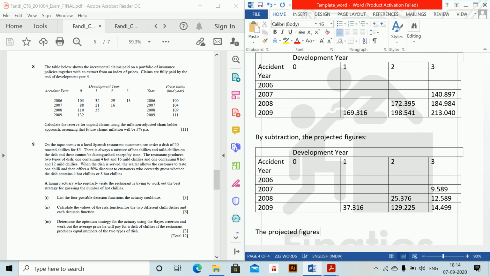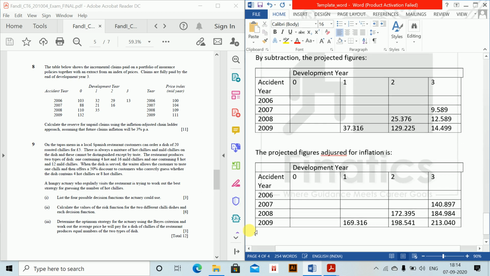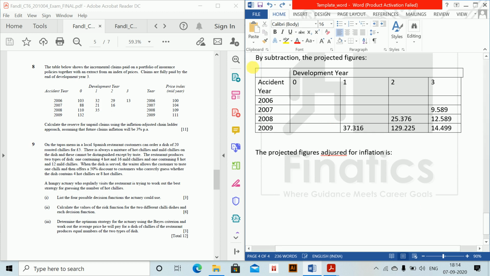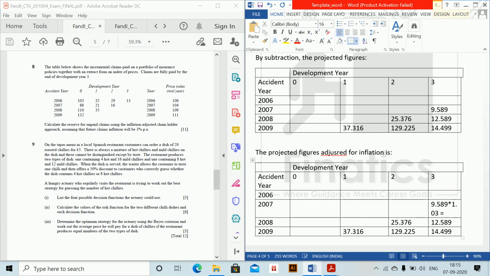Adjusted for inflation is, Control V. You have this. Not copying that table, I need to write it again. I'll copy this table. This into 1.03 is equal to 9.877.